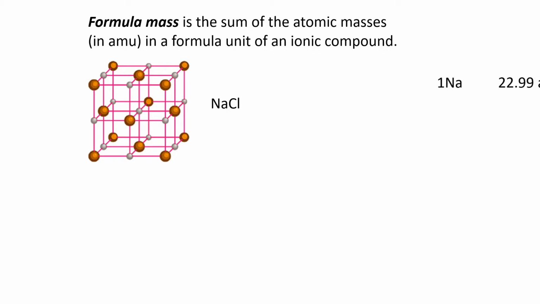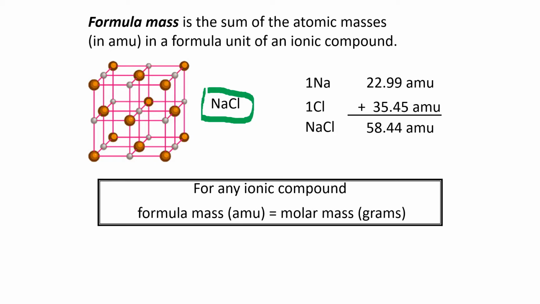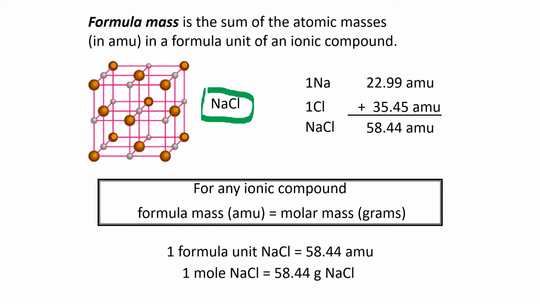So given sodium chloride, one formula unit is NaCl. One sodium atom, one chloride atom. Add those together and we get the formula mass for sodium chloride. So for any ionic compound, formula mass in AMU equals the molar mass in grams. So 1 mole of sodium chloride has a molar mass of 58.44 grams of sodium chloride.